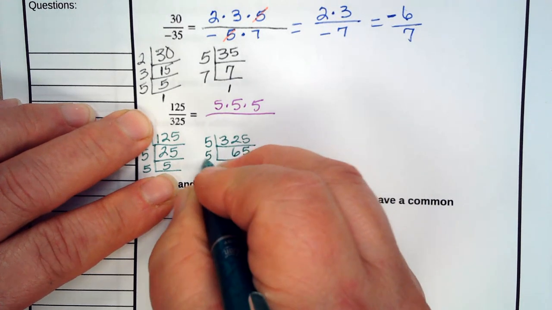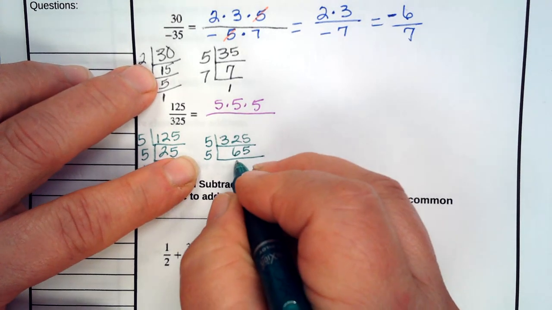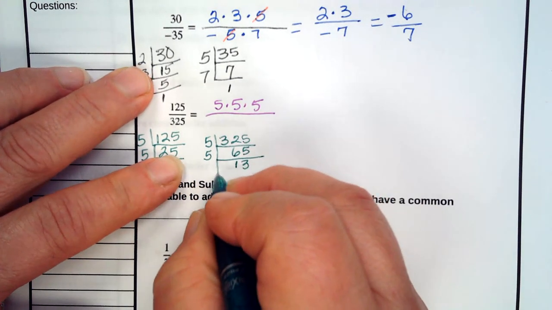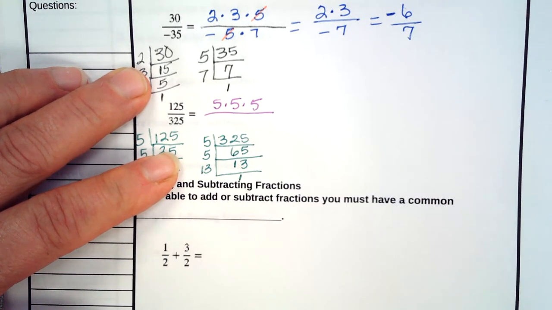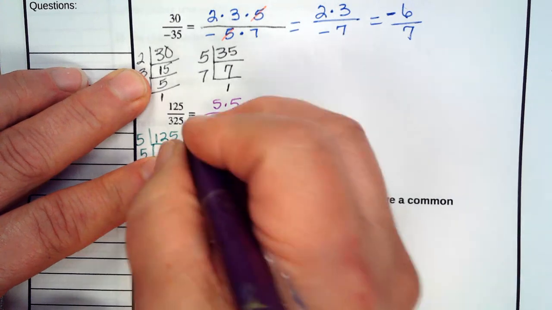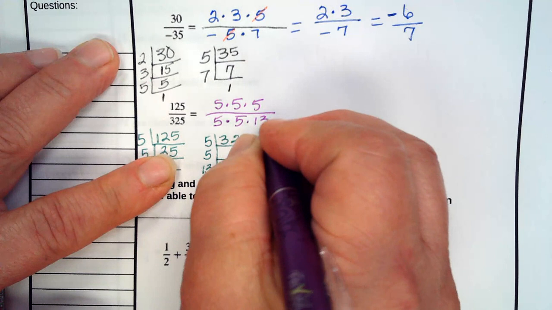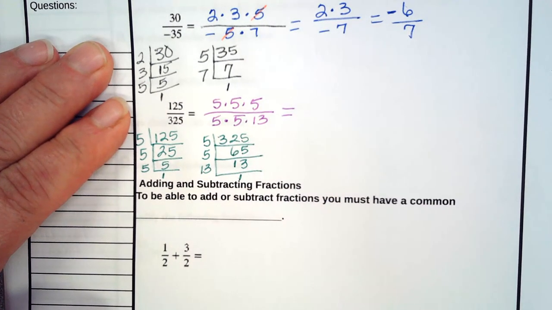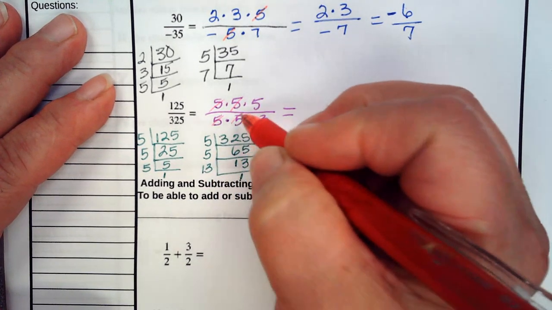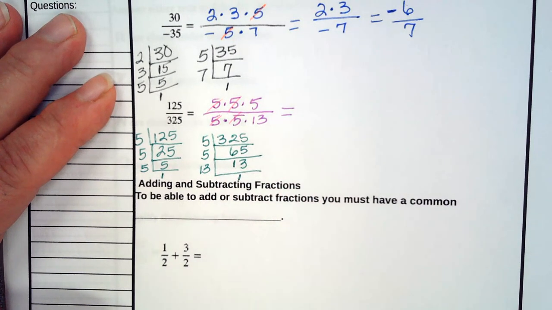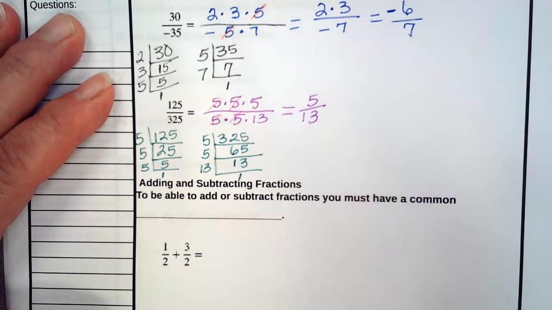I can divide by 5 again. 5 goes into 65 13 times. 13 is prime. When I get to 1, I'm done. So this is 5 times 5 times 13. The 5s will cancel out because it makes a 1, and when I multiply by 1 it doesn't change anything. And my answer is 5 over 13.